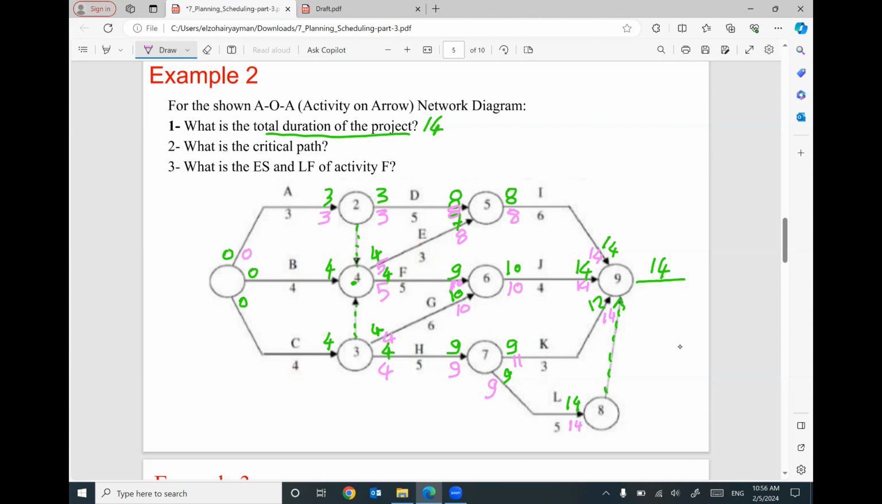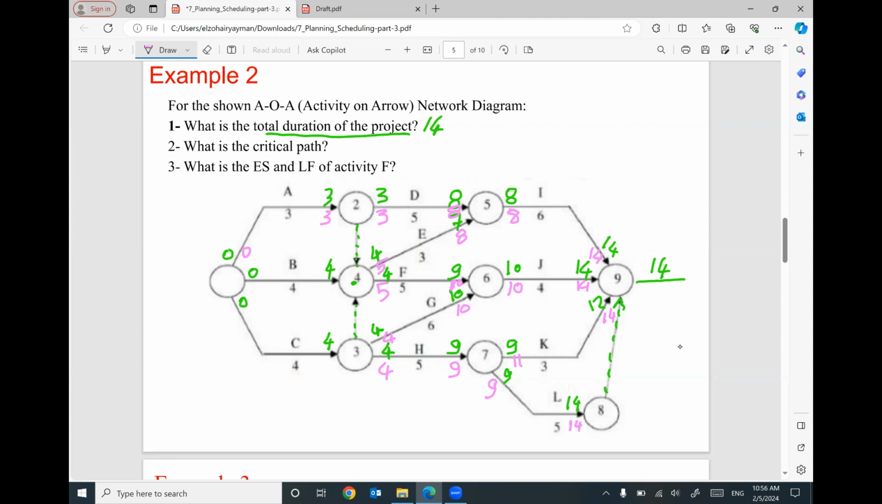For activity B, I think we should pay attention to this 3 a little bit. It will be 3, but be careful because we have coming back 5 and 5. Does that make sense? So be careful about activity A. We are going to use the smallest number, which is 3. 3 minus 3 will be 0.